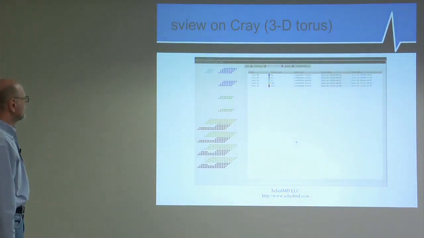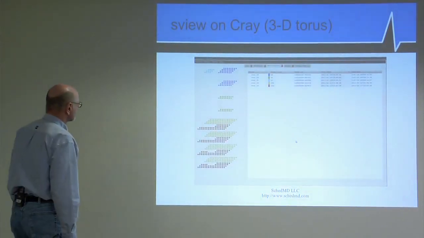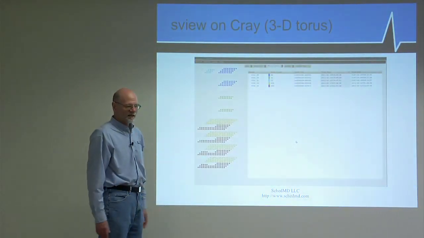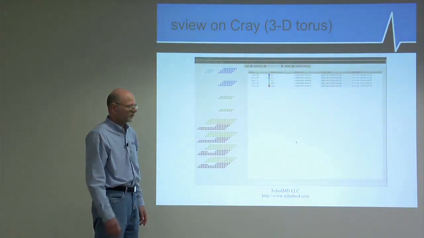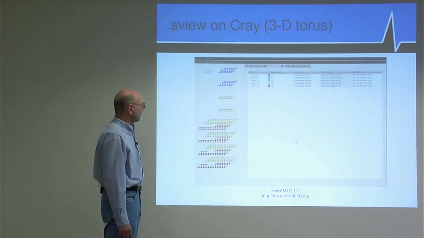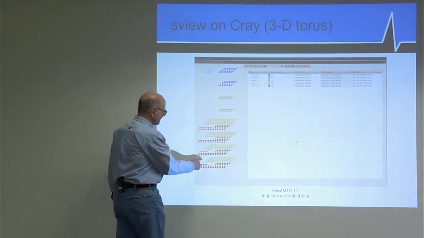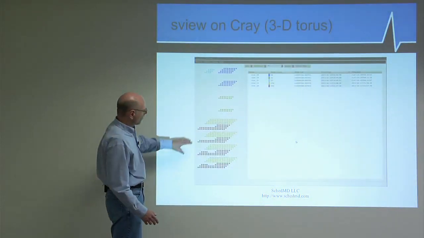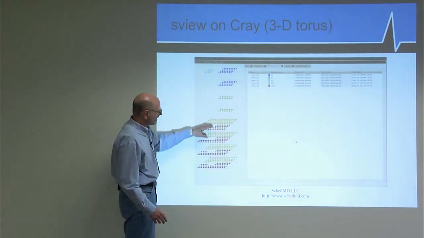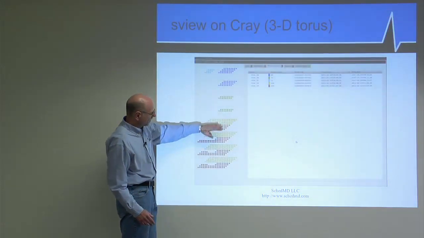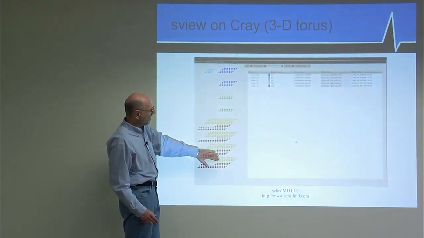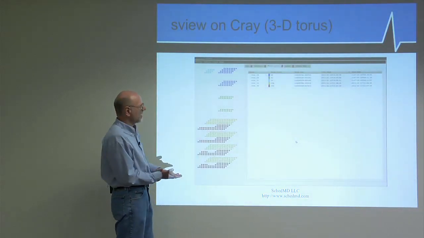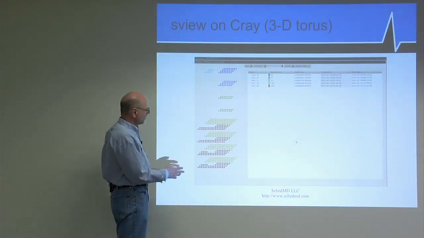This is the sview command on a Cray. Cray typically has a 3-dimensional torus, or some with a 2-dimensional torus. And each of these dots represents a Cray node. So what you're seeing here is a representation of how well packed the resources are for jobs on this Cray system.